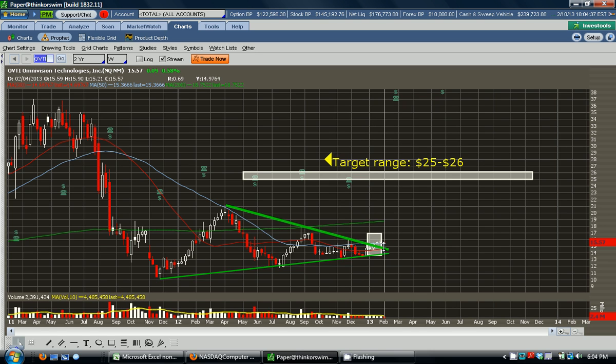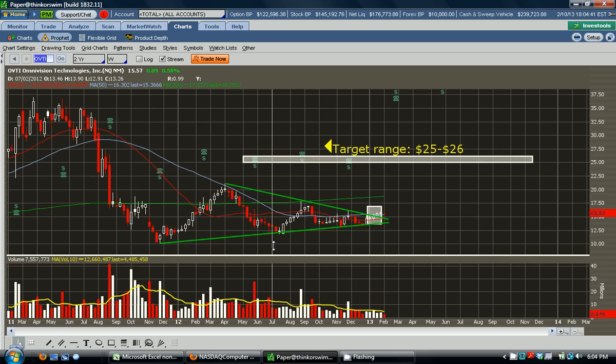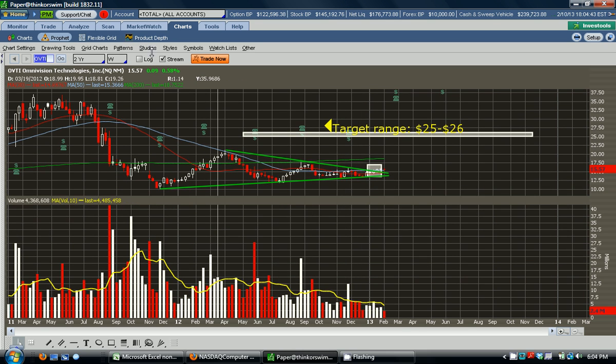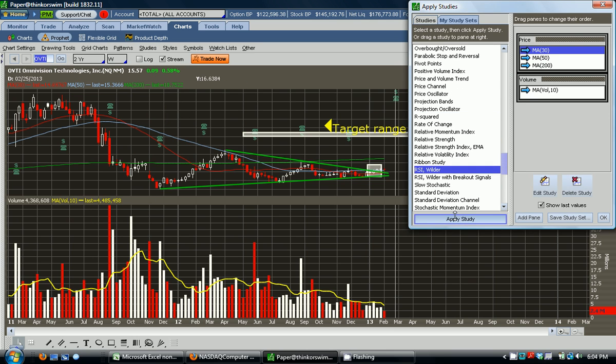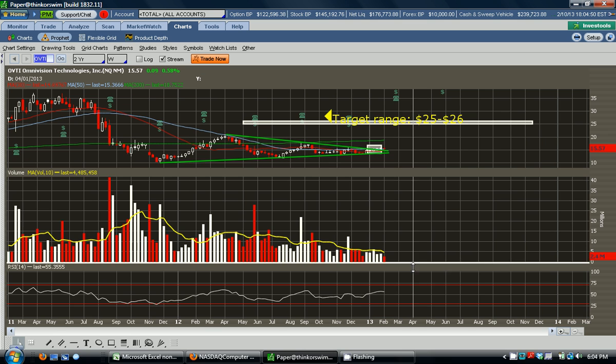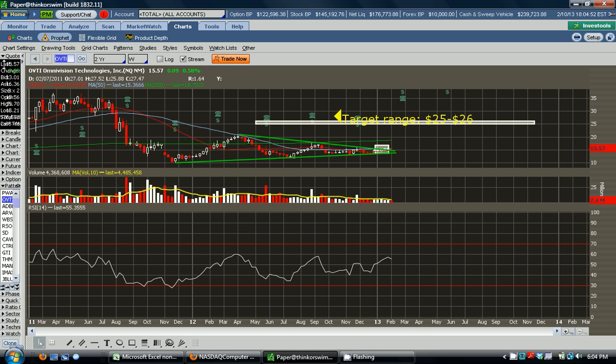So another way that we can look at this to deem if the breakout is valid is to look at some momentum indicators. So if I bring up the relative strength index, I'm going to get rid of the volume pane for just a second, just clear up the chart a bit.